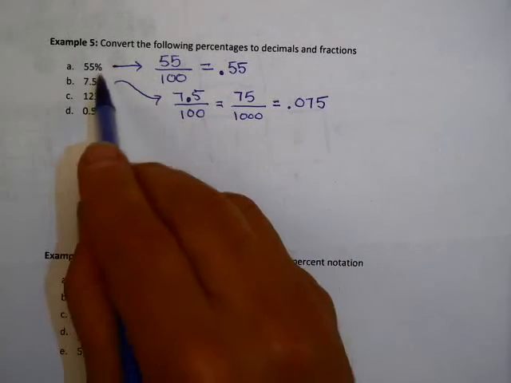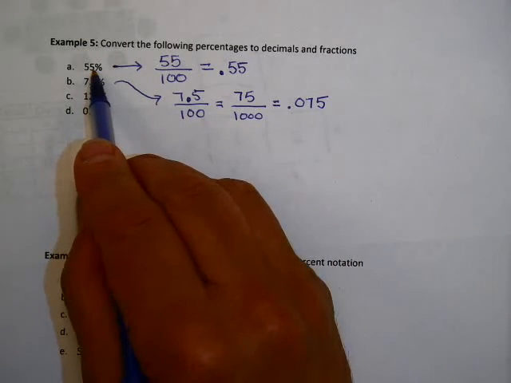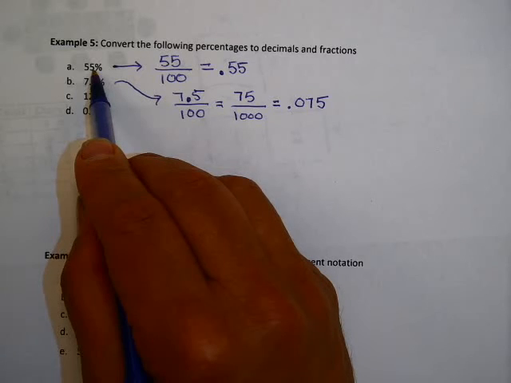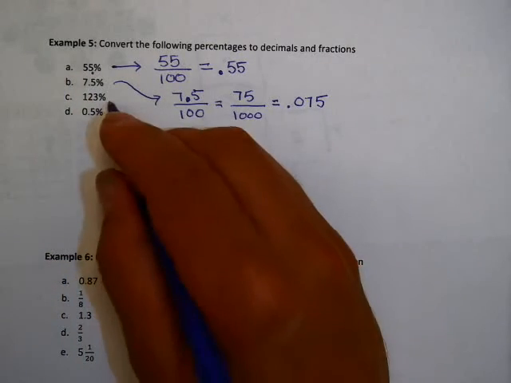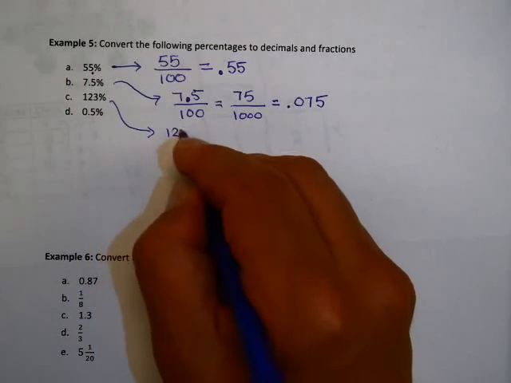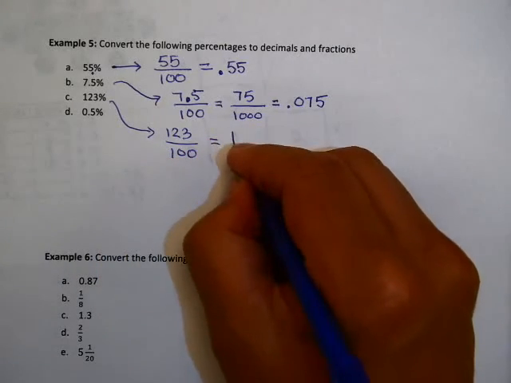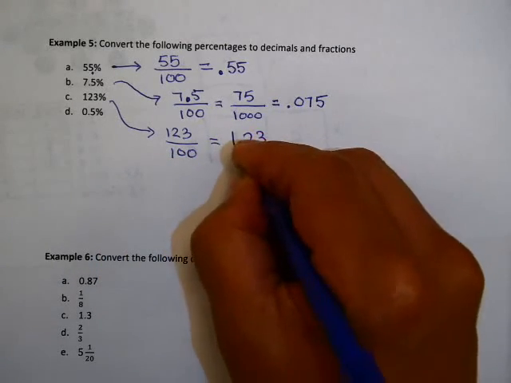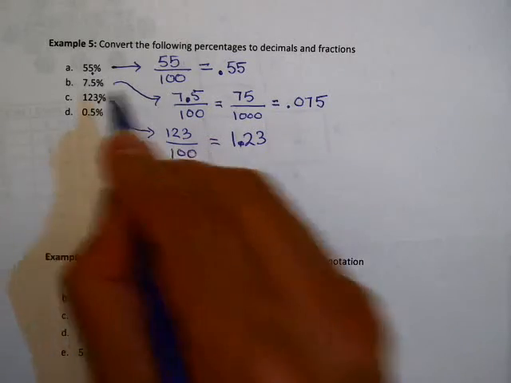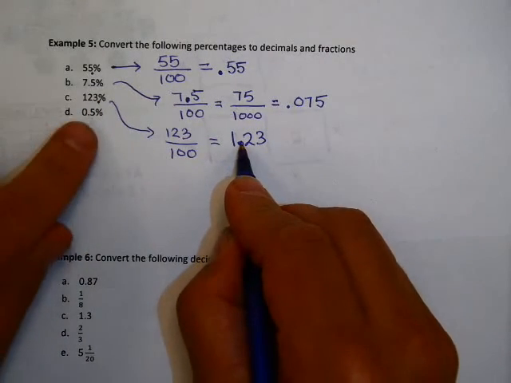Now, you might notice a pattern here. When I write it as a percent, I'm dividing by 100, or moving the decimal 2 places to the left. So 123% is 123 over 100, which is 1.23. You see, I took my decimal right here, and I moved it 2 places to the left.